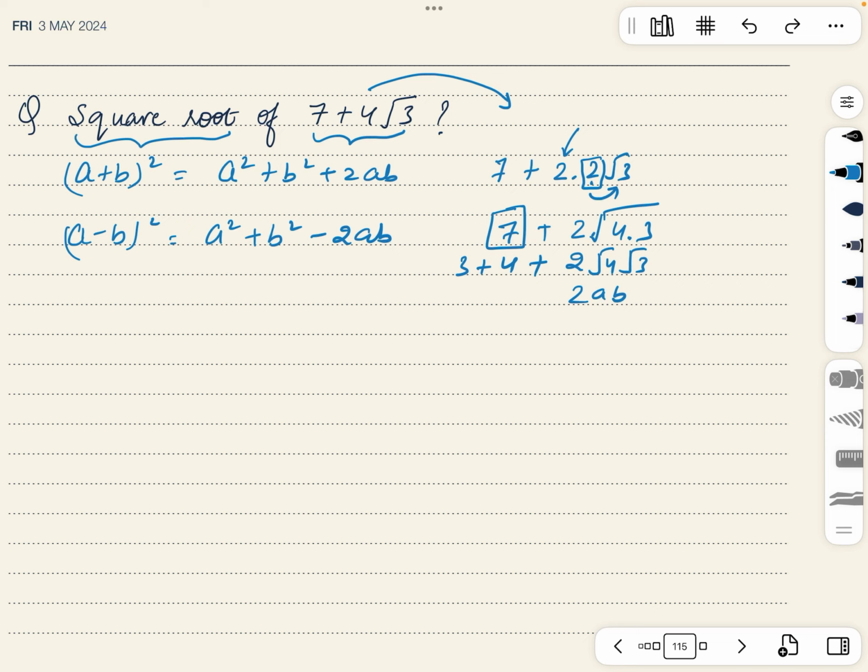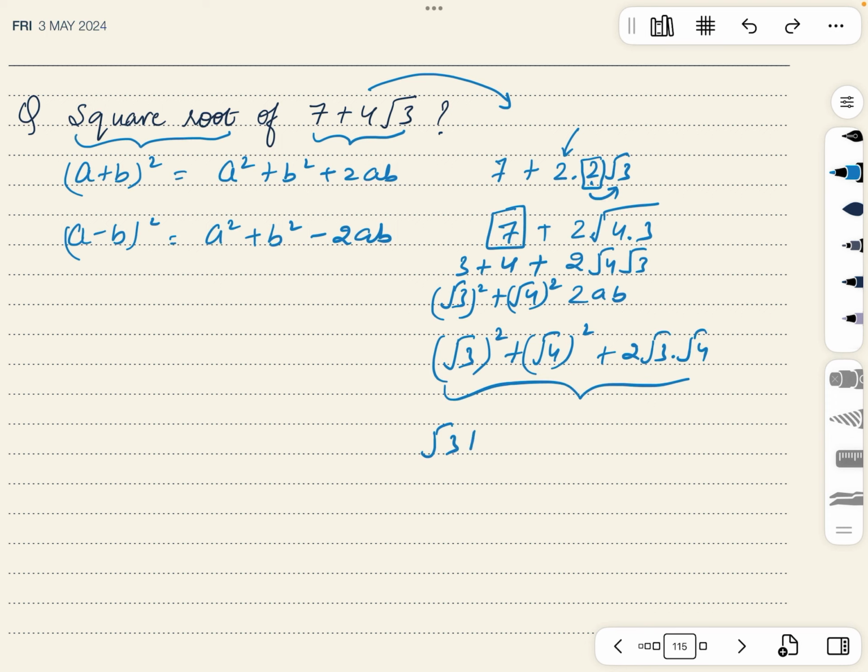So 3 plus 4 can also be written as root 3 square plus root 4 square. Correct? So now we have finally got root 3 square plus root 4 square plus 2 times root 3 times root 4, which we can write as root 3 plus root 4 whole square. That can also be written as root 3 plus 2 whole square. This is how you find the square root of 7 plus 4 root 3.